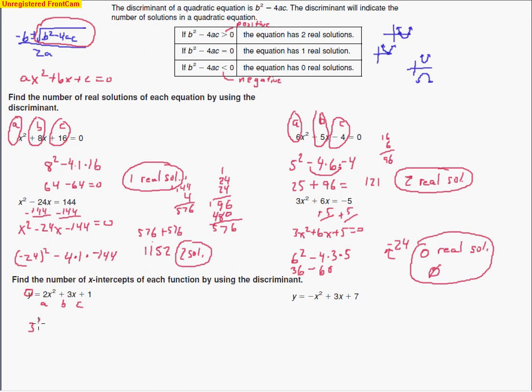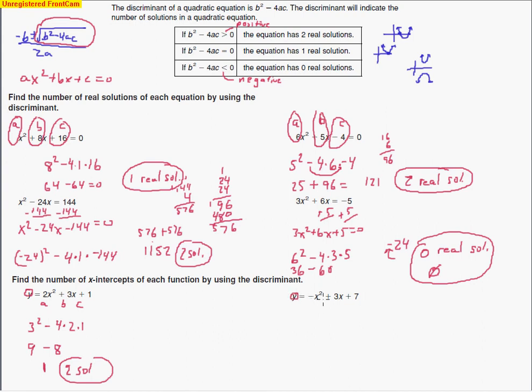So 3 squared minus 4 times A, which is 2, and C is 1. So again, we have the same scenario. Well, we better make sure that this 3 squared is big enough to overtake this 4AC, and it is this time. It is a 1, and so even though that's really small, close to 0, it's still 1, which means we have 2 real solutions.